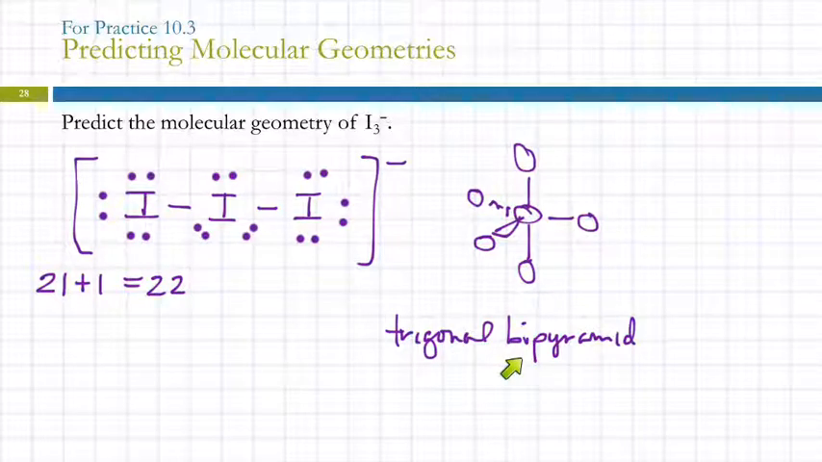So this is the electron geometry, but it wants us to give the molecular geometry. So there are 3 lone pairs. These positions are not equivalent. This is a 90-degree angle, and these angles around the equator are 120. So we want to put the lone pairs where there's more space. So I'm going to put the lone pairs around the equator.